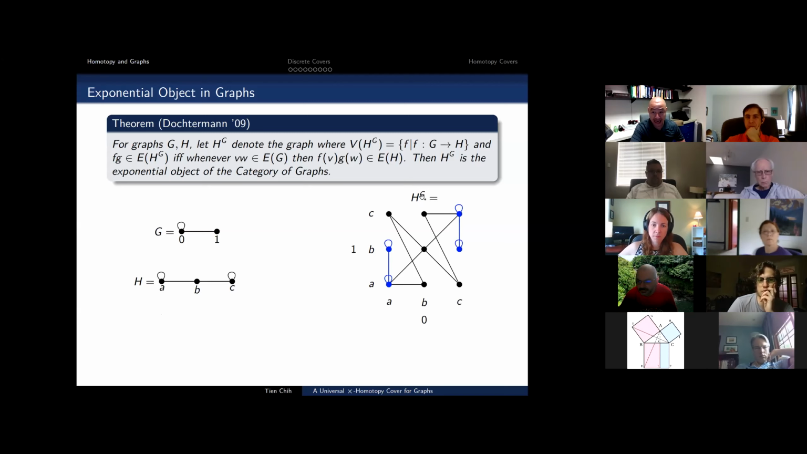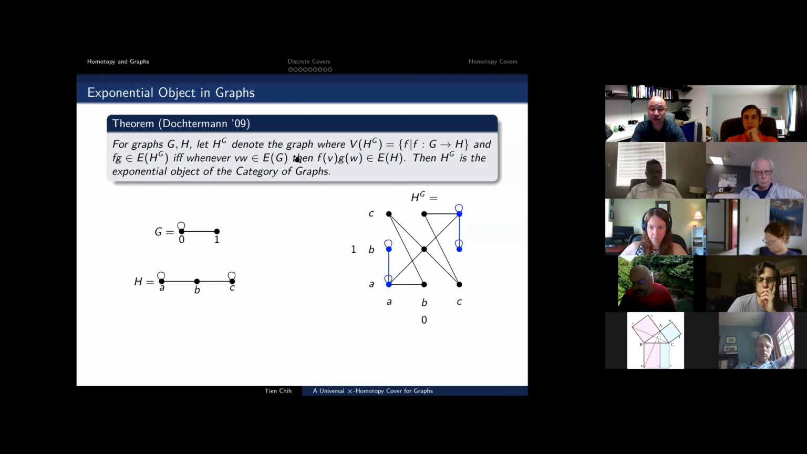So what you have are that the vertices are all the possible vertex maps from G to H. And so, right, there's 2 vertices in G, and there's 3 targets, so there's naturally 9 possible vertex maps. So you get 9 vertices. And then you get an edge between a pair of vertex maps whenever you have an edge vw in G such that f of v and g of w is an edge in H.